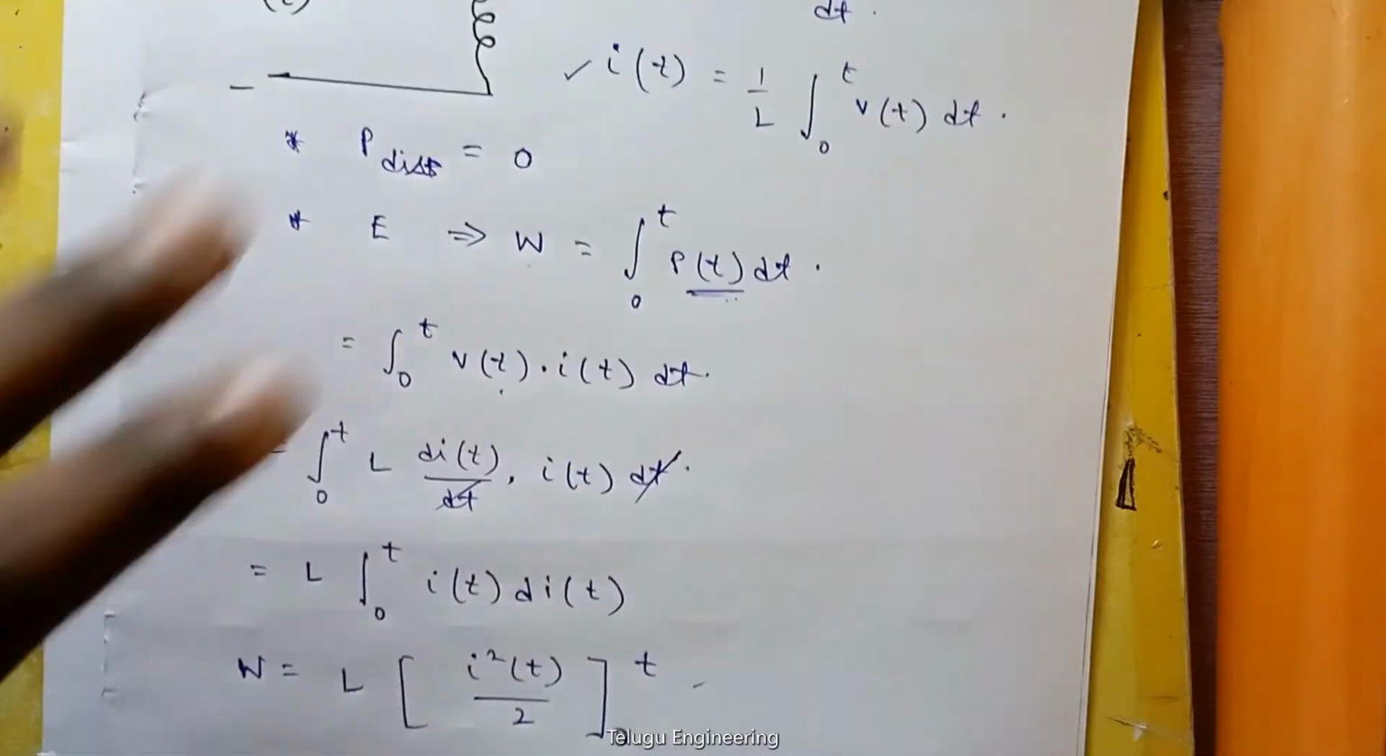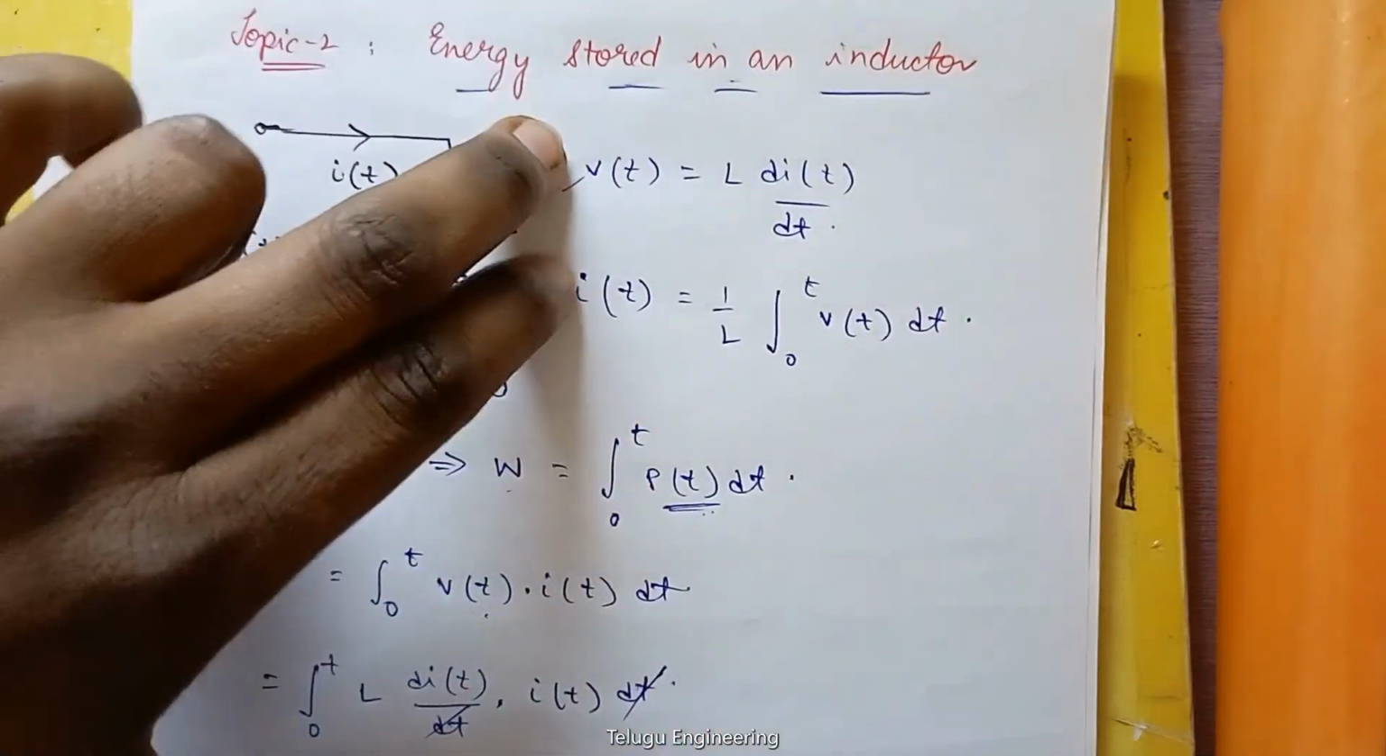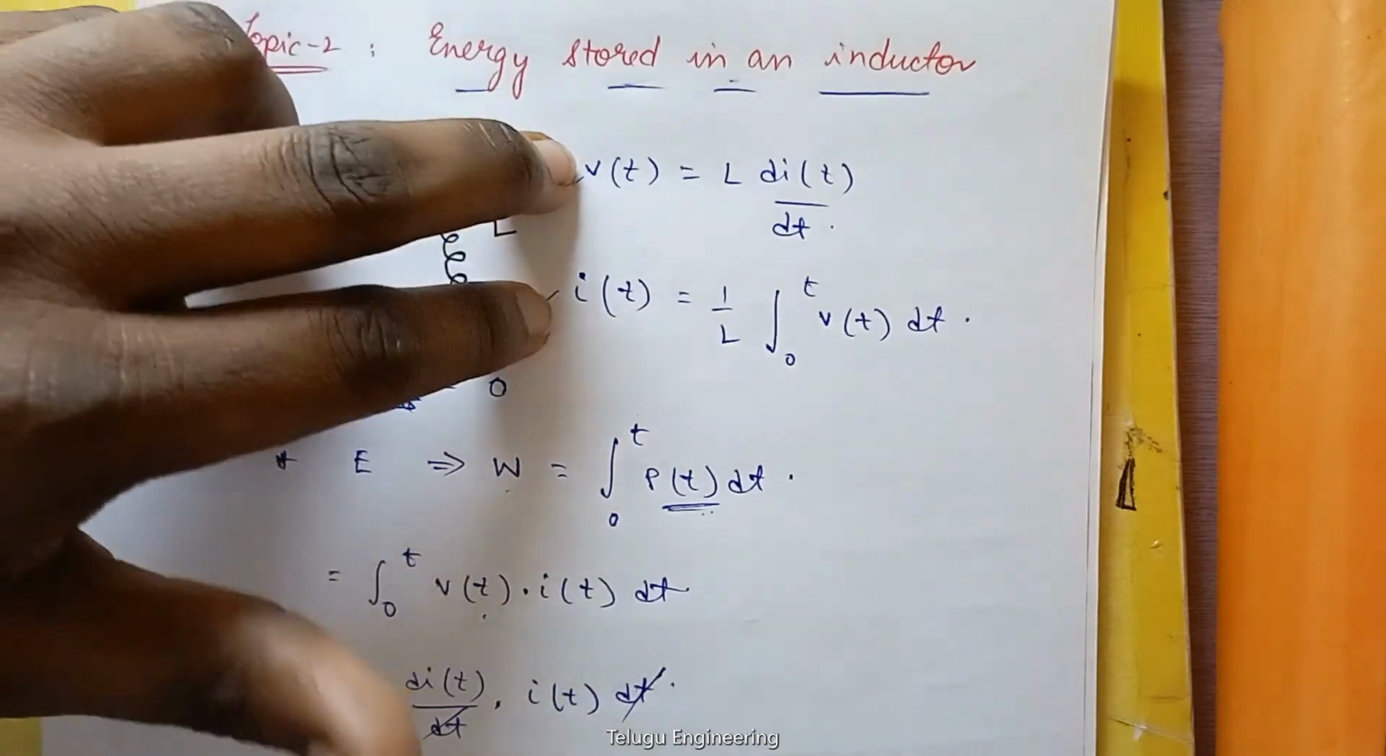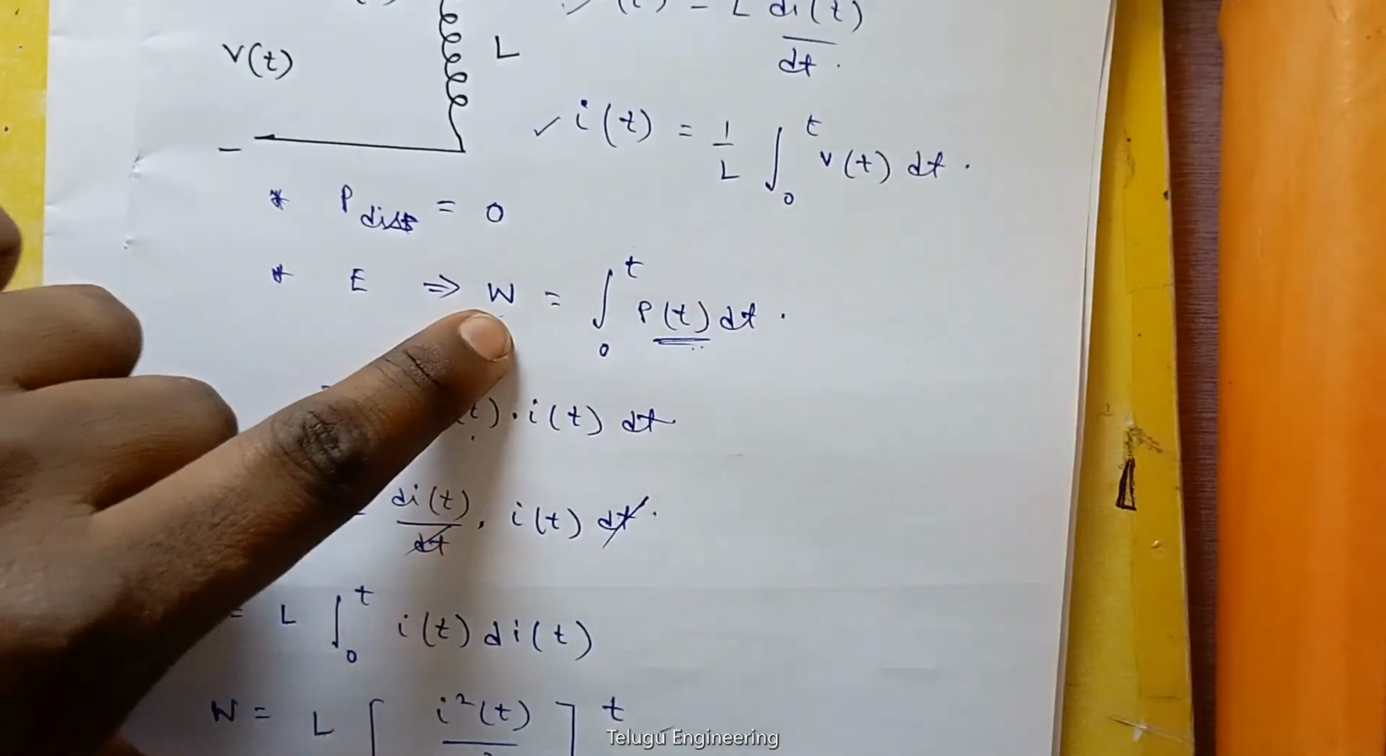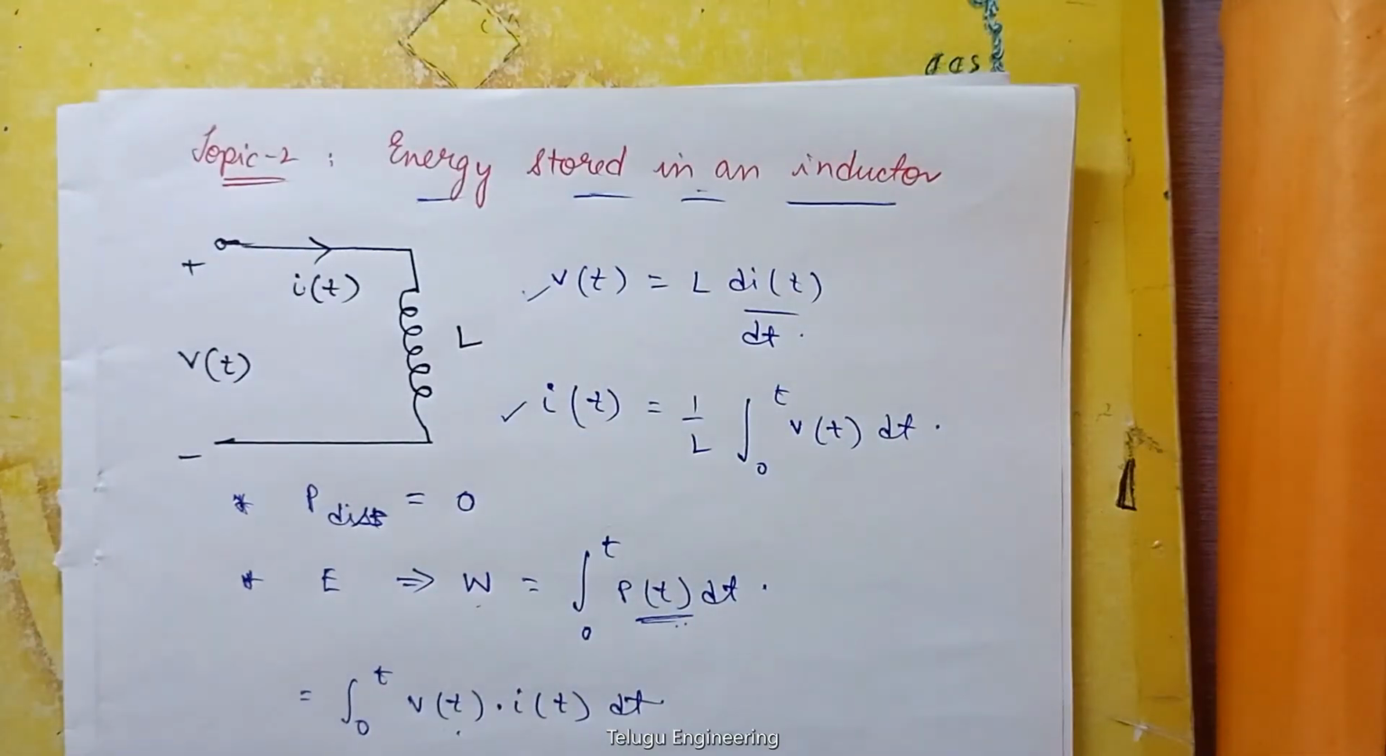If not, and if you want to derive it, you can derive it by using these two equations. You need to remember v of t, I of t, and the basic work done equation. So this is all about the energy stored in an inductor. Thank you.